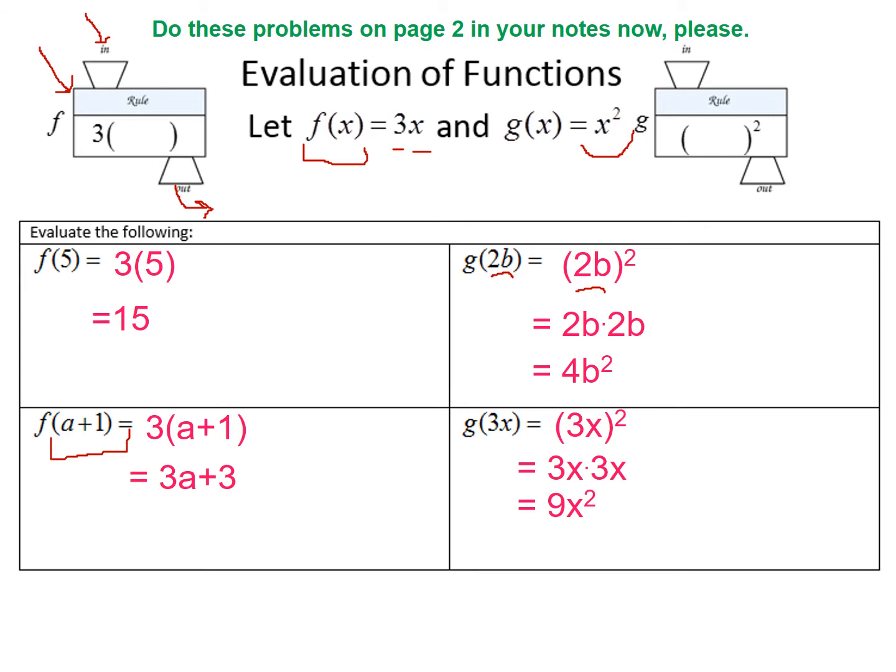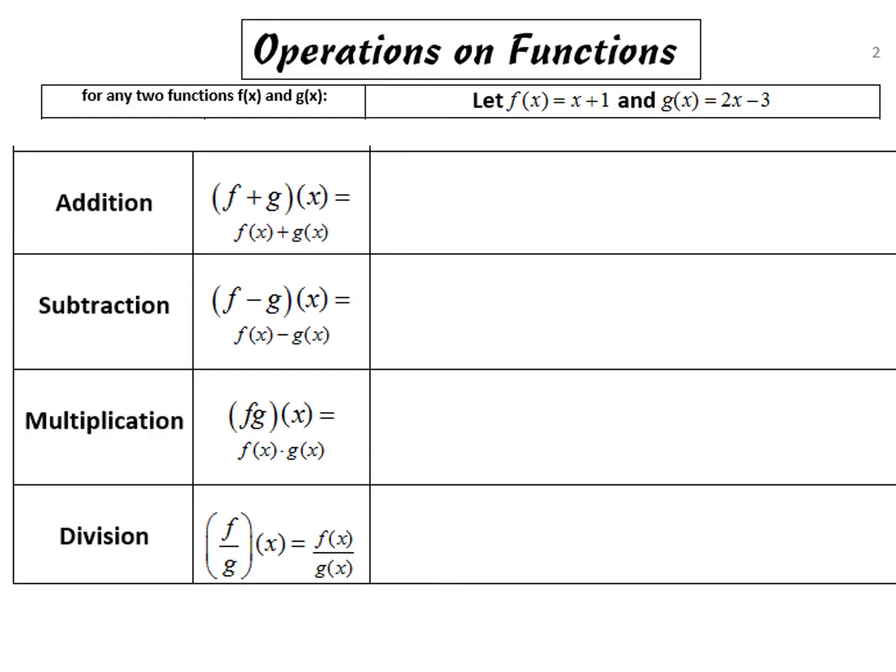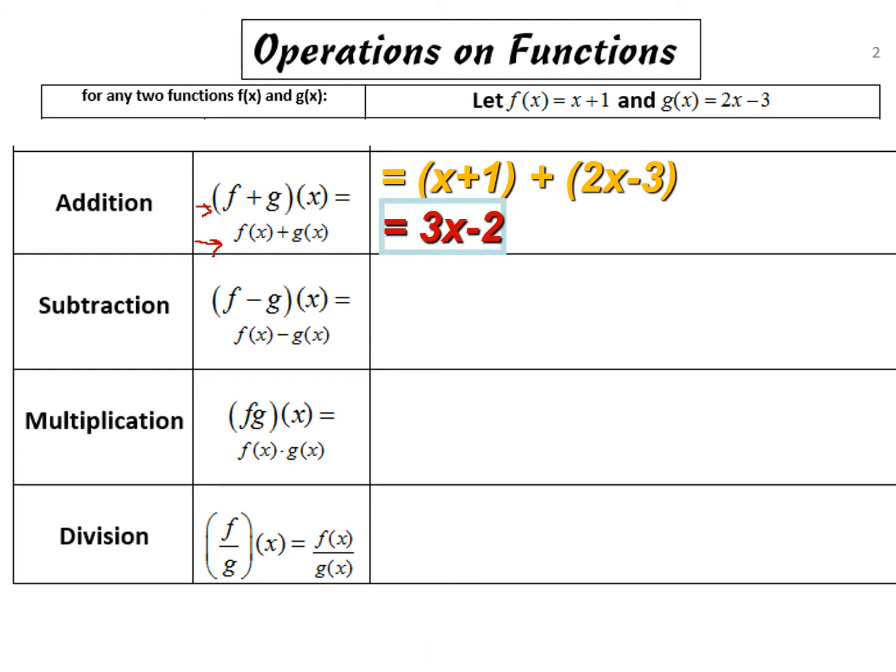Want to get into operations on functions? For any two functions, f of x and g of x. For this particular example, we're going to think of f of x as x plus 1 and g of x as 2x minus 3. So in problem number 1, the notation says to add the two functions together. You may see the notation look like this, and then we may switch it up and it may look like this, but it means the same thing. To add the two functions, we write them down and we put an addition sign between the two. We add like terms and we get 3x minus 2.